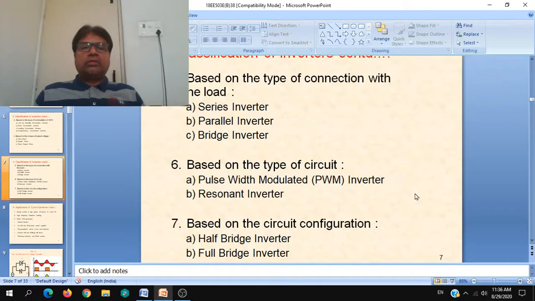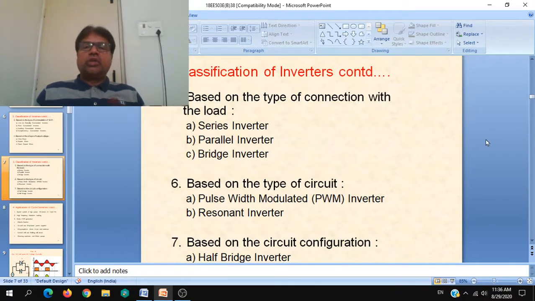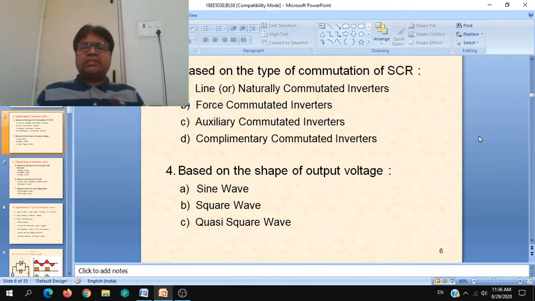If you want to write the classification based on the type of connection, mention the aspect, then write all the three: series inverter, parallel inverter, bridge inverter. So you can write any of the classification required.